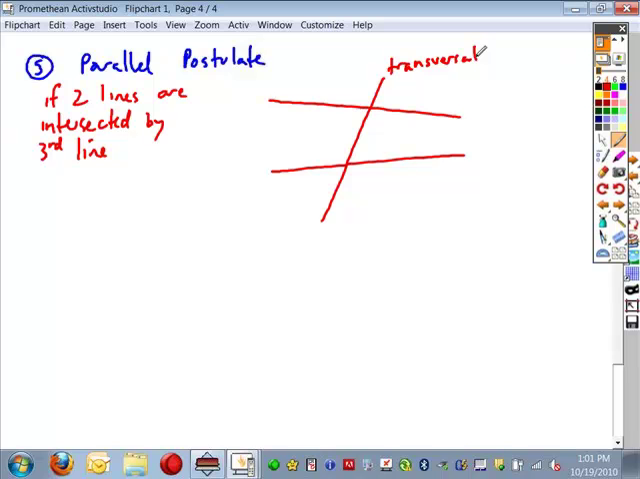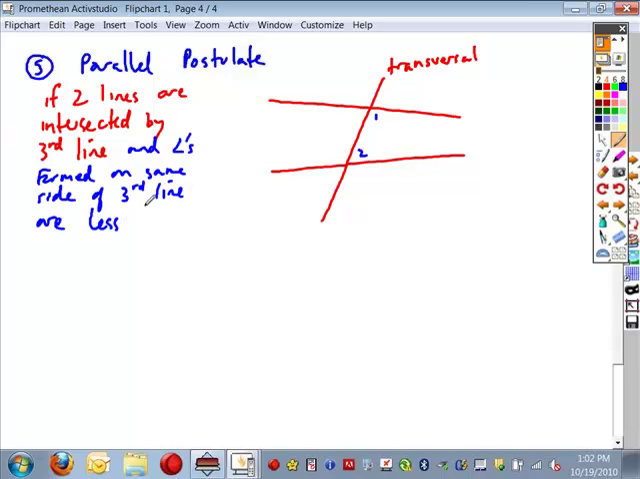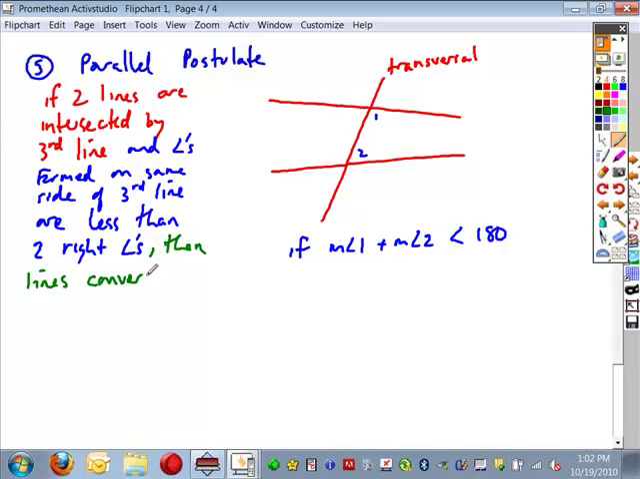Okay, but if you have two lines that are intersected by a third line, and the angles formed on those lines are less than two right angles. Okay, so what this is saying is if the measure of angle 1 plus measure of angle 2 is less than, what is two right angles again? 180. Okay, so basically this is just a long way of saying if you have these two lines intersected by a third line, if the two angles on the same side of that transversal have a sum that's less than 180, then the relationship that occurs is that the lines will converge on that side.